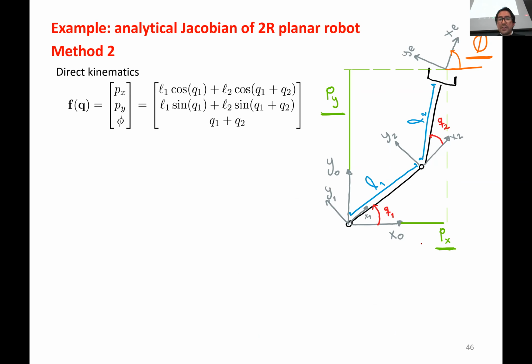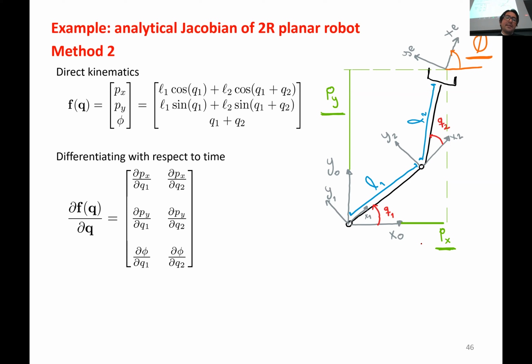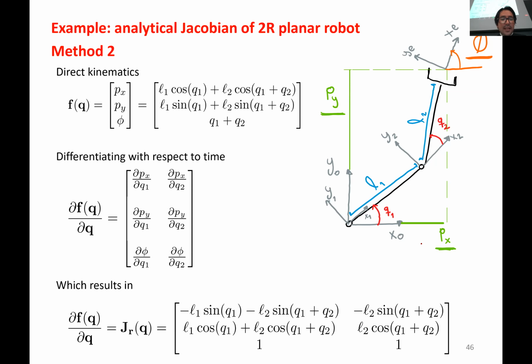But let's find another way to do it, which is based on the matrix that I showed at the end of the slide, where I explained the analytical Jacobian. We can do the same thing as before with the direct kinematics, rearranged as a vector. If we just plug this direct kinematics function into our formula for the analytical Jacobian, what we get in the end is the same thing as before. And this is the analytical Jacobian.